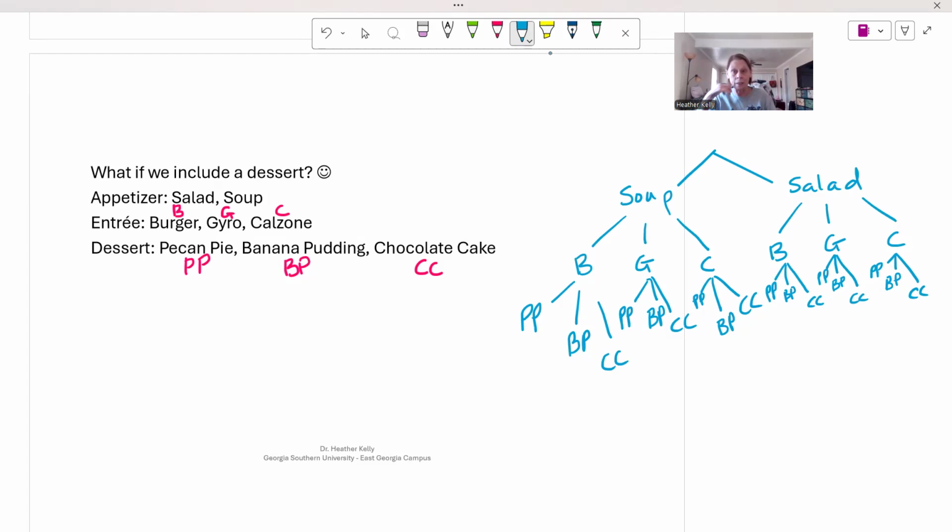So, can we see a pattern? Is there a way that we can describe this without actually drawing it all out, writing it all out, or anything like that? Just for funsies, let's count here: 3, 6, 9, 12, 15, 18. So, there will be 18 different meals with dessert.